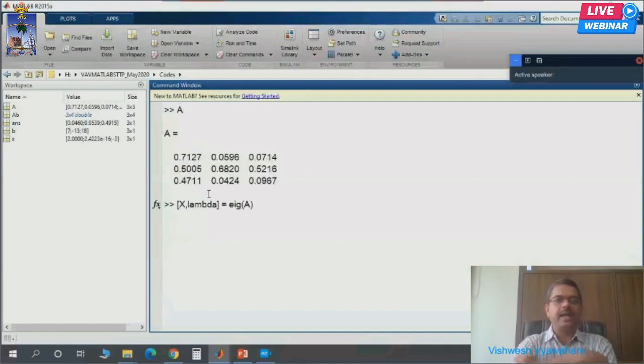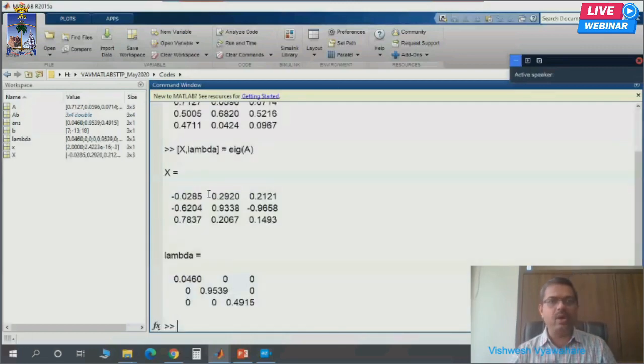This is A, and I write the command x comma lambda is equal to EIG A. So there are two output variables. x comma lambda equal to EIG A is going to give me both eigenvalues as well as the corresponding eigenvectors. This is very important. MATLAB is giving me directly the calculation of the eigenvector. So you have got this x and you have got lambda. These are the eigenvectors, and corresponding to each eigenvector you have this eigenvalue.